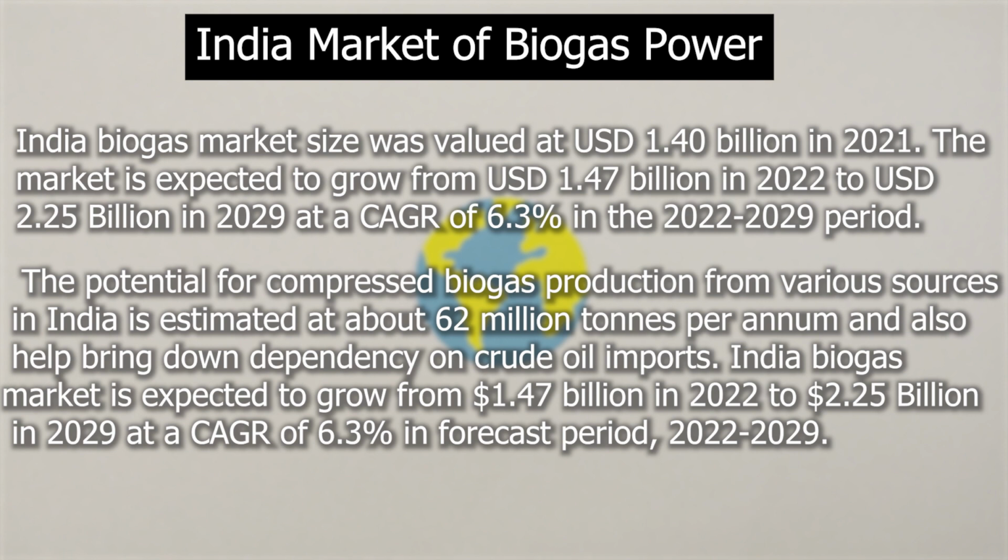India's biogas market is expected to grow from $1.47 billion in 2022 to $2.25 billion in 2029 at a CAGR of 6.3% in the forecast period of 2022 to 2029. In India, Nepal, Pakistan and Bangladesh, biogas produced from the anaerobic digestion of manure in small scale digestion facilities is called gobar gas. It is estimated that such facilities exist in over 2 million households in India, 50,000 in Bangladesh and thousands in Pakistan, particularly North Punjab, due to the thriving population of livestock.